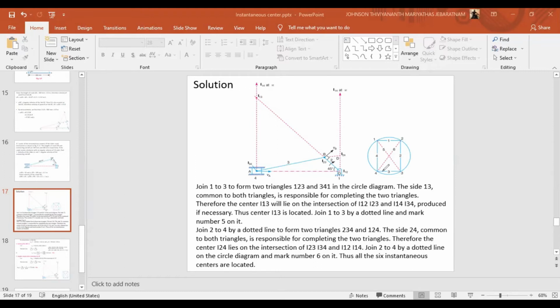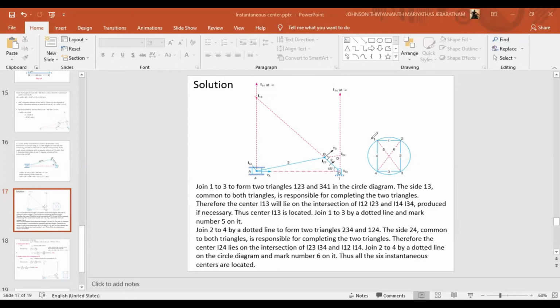Then we need to go for the adjacent triangles, right? So here 1, 2, 3 triangle, and 1, 3, 4. In these 2 triangles, side 1, 3 is the common side. So I will look for 1, 2, 3 and 3, 4, 1. Join 1, 3 to form 2 triangles, 1, 2, 3 and 3, 4, 1 in the circle diagram. The side 1, 3, which is common to both triangles, is responsible for the completion of the 2 triangles, right?